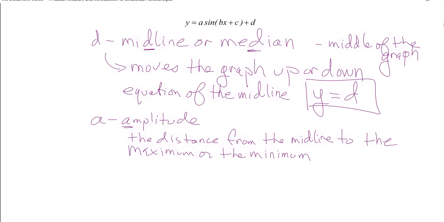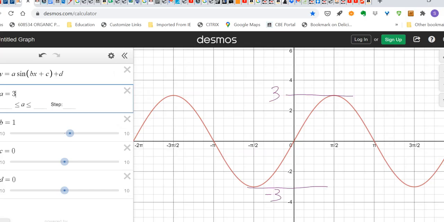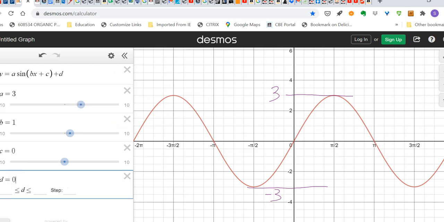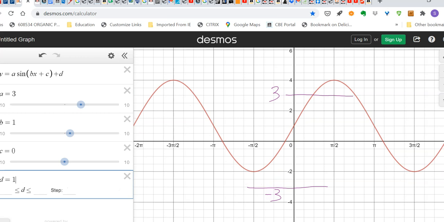So we saw on here that the max is at 3 and the minimum is -3. If we made D equal to 1 and put the midline at 1, then how high up do we go? Here's the midline. We go up 3, so our maximum is going to be 4. And then what if we're going down? We go down 3. So from 1, if we go down 3, 1, 2, 3, we'll be at -2.